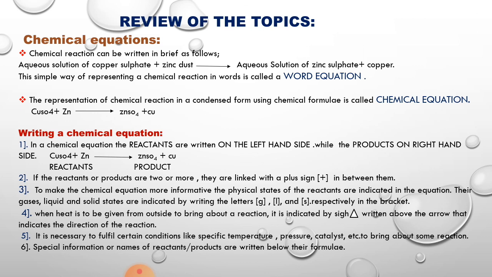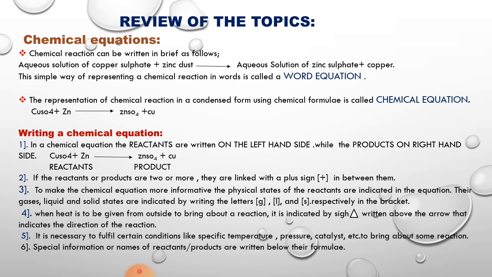Then next, how to write a chemical equation. In the chemical equation, reactants are written on which side? On the left hand side, while the products are written on the right hand side. As I have written in this reaction, CuSO4 and Zn are the reactants, and ZnSO4 and Cu are the products. If the reactants or products are two or more, then they are linked with a plus sign between them, as in the above reaction.